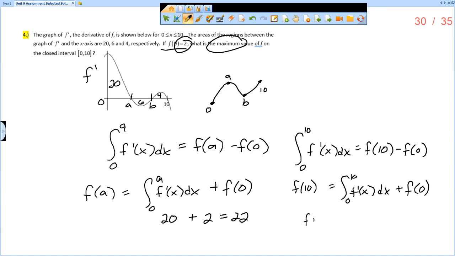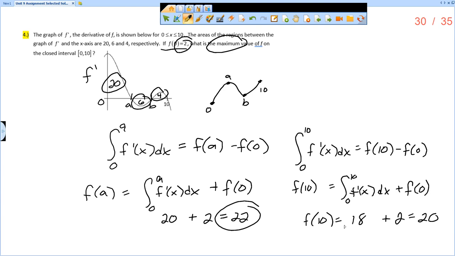So f of 10 is going to equal what? Well, the integral from 0 to 10 would be positive 20, then minus 6, and then plus 4, right? So 20 minus 6 is 14, plus 4 is 18. So 18 plus f of 0, which is 2. And so f of 10 is 20, right? So f of a is 22 and f of 10 is 20.